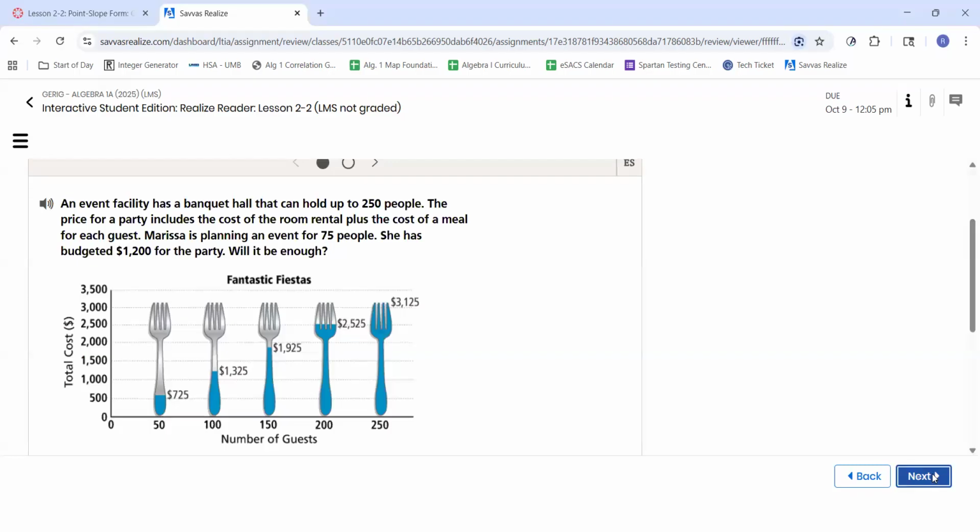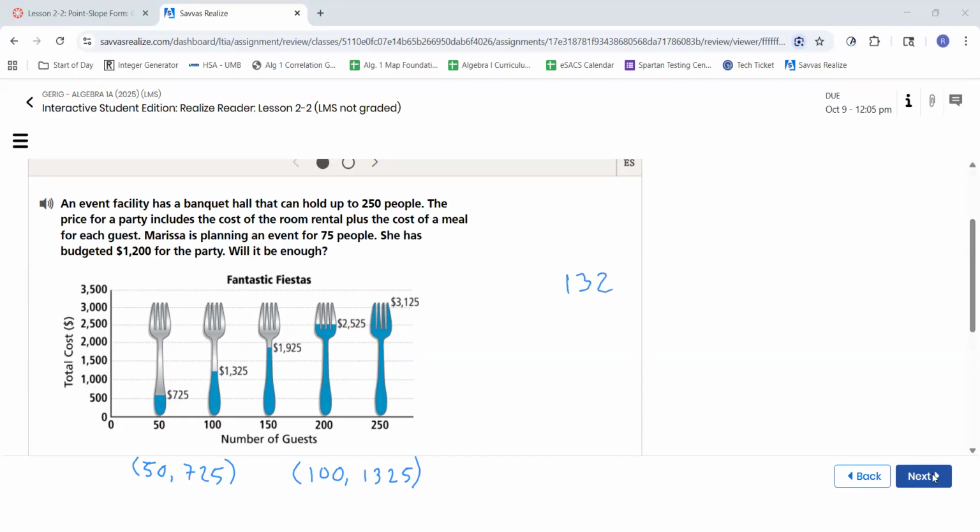So you got a graph. For 50 people, it would be $725. For 100 people, it would be $1,325. This should look familiar. We did this the last lesson. Let's find the slope. We're wondering about 75 people. That's what we're trying to figure out.